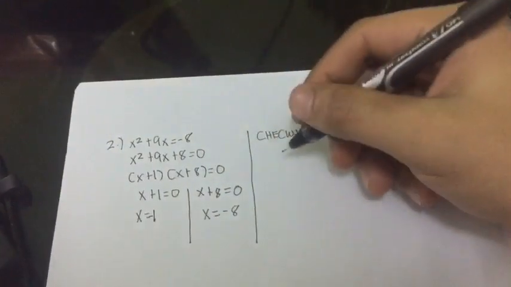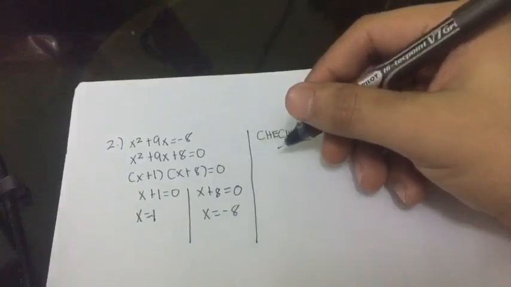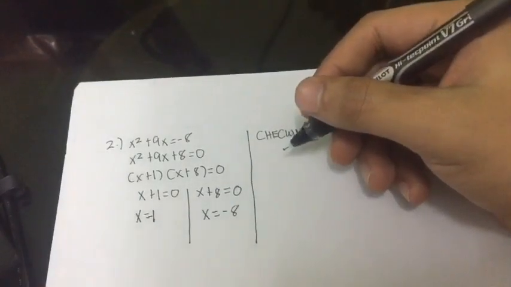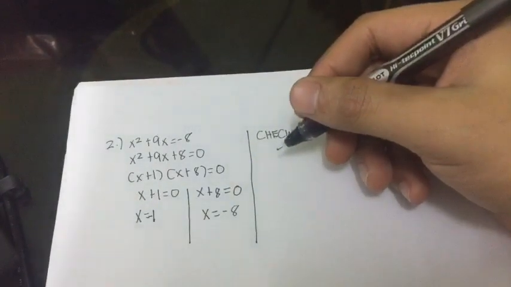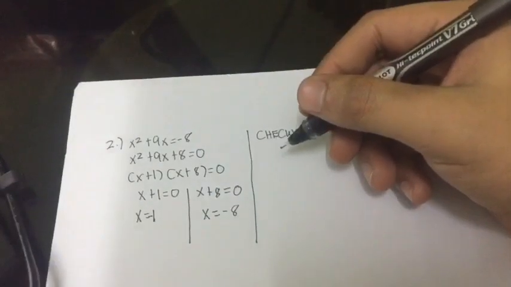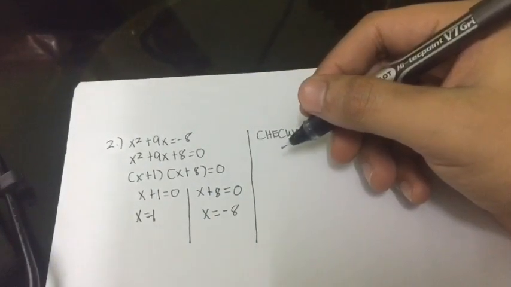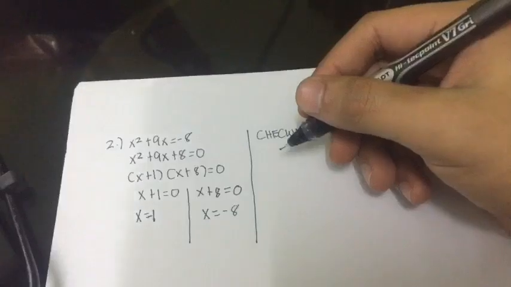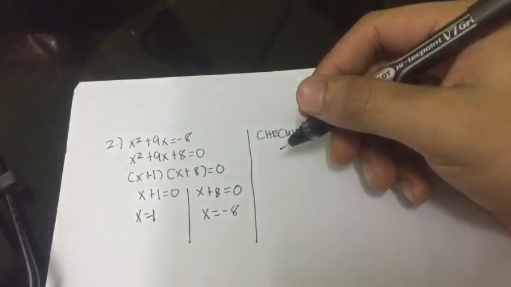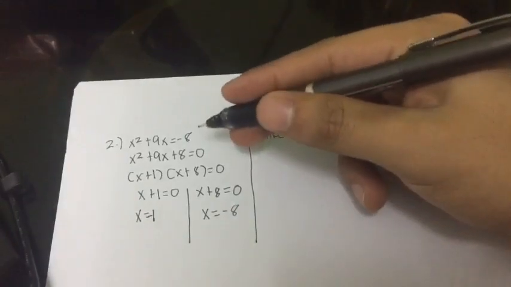So I get a new paper because the coffee I used before spilled. So we're here to check and see if our final answer is correct. To be able to check the final answer, first we put the original equation.